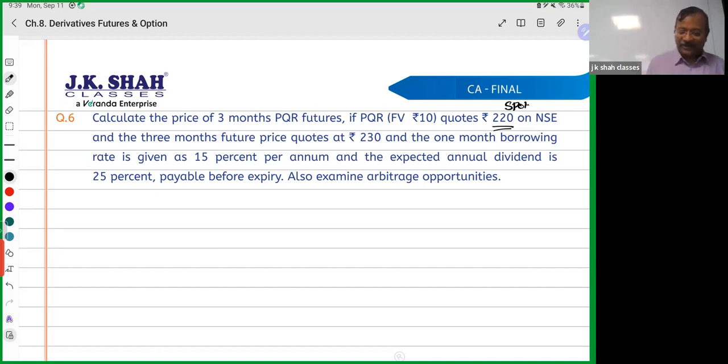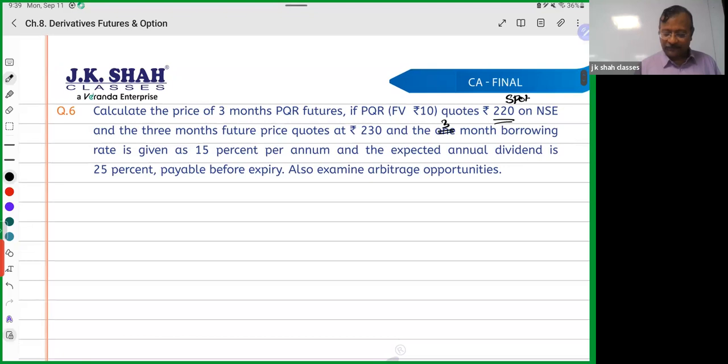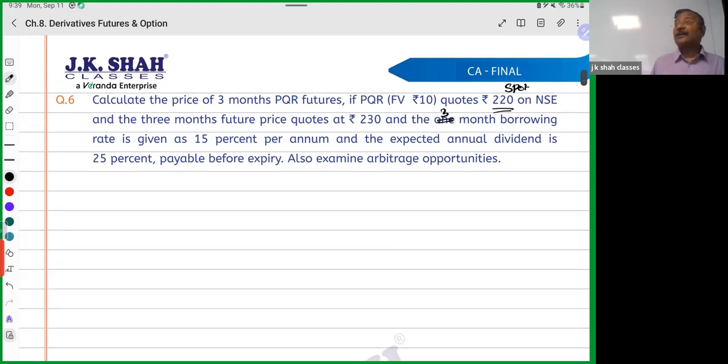Okay. Now they are saying calculate the price of 3-month future. If the spot is 220 and the 3-month future is 230 and the 1-month borrowing rate, ये 1-month borrowing rate नहीं होगा, ये 3-month borrowing rate है. 3-month borrowing rate is given as 15% per annum. And the expected annual dividend is 25% payable before expiry. Before expiry मतलब कभी? In the end, arrears. Just before expiry, it will be paid. Also examine arbitrage opportunities. See, now we are coming into that arbitrage.